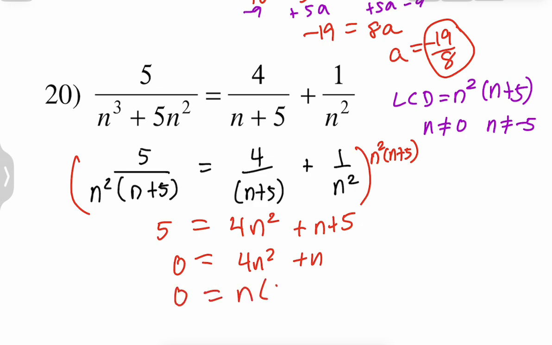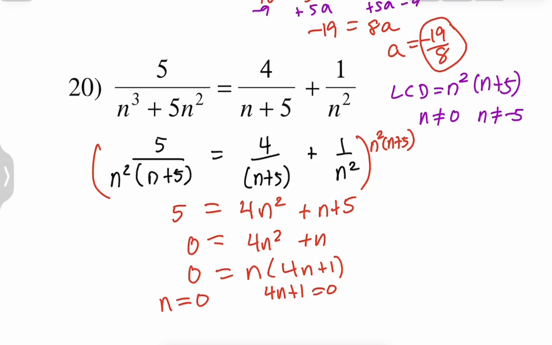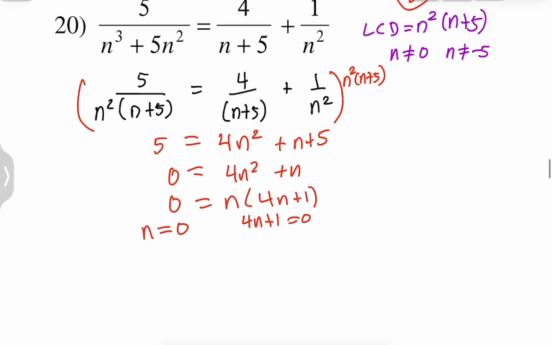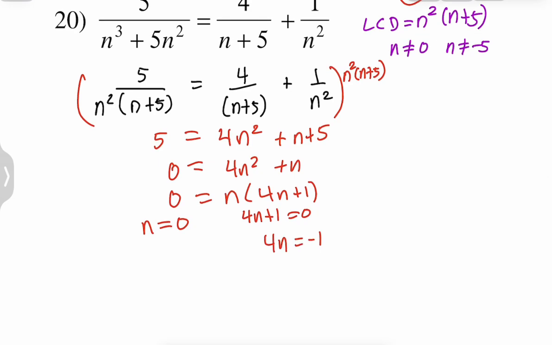You can take out an n from both terms. So how do we solve a quadratic like that? Well, a factored form quadratic equation is solved very nicely. Either our first factor could equal 0, or our second factor could equal 0. Now the first one's kind of solved for us, n equals 0. But here we have 4n equals -1, so n equals -1/4.